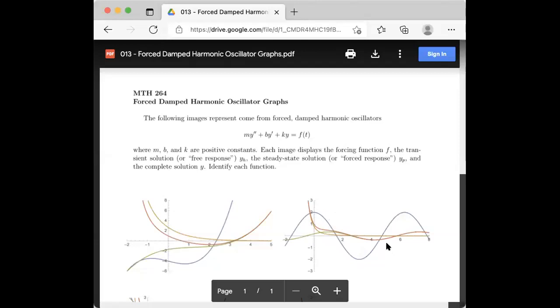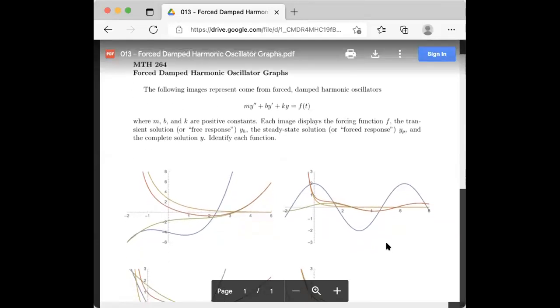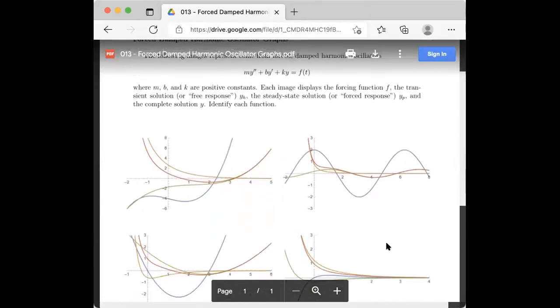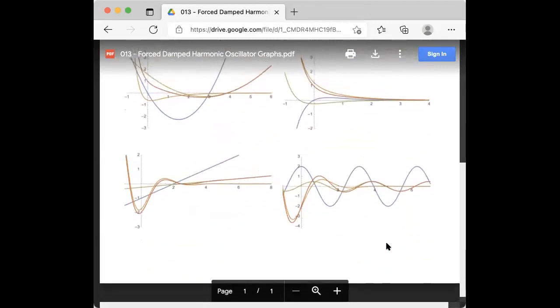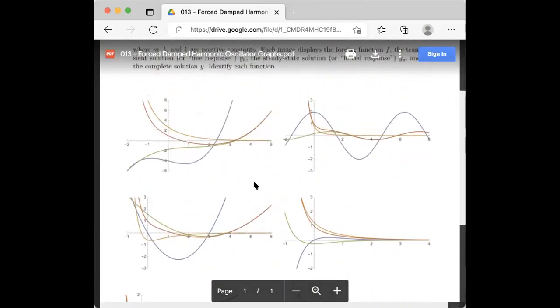On this piece of paper, I didn't do any calculations. I just showed you six problems. Each problem has four functions in it. And so in each case, one of these is the forcing function, one of them is the YH, one of them is the YP, one of them is the Y, which is the sum.